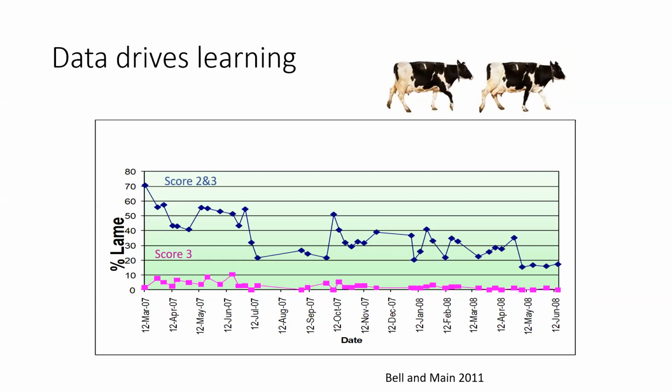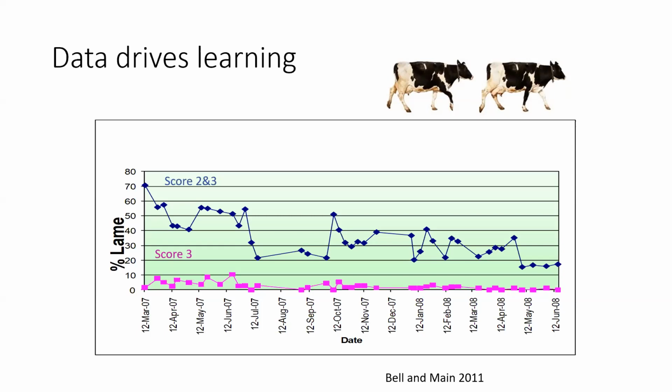So here's some data from a case study that I published with David Main just after the Healthy Feet project finished at Bristol University. We wanted to show how you could use regular mobility scoring, not just to inform farm team members what was going on on the farm, but also to drive trim lists. Here we've got a plot of the score 2 and 3 percentages for this herd over time, and at the bottom the pink line, which is the score 3 percentage, and it reveals quite an interesting story.